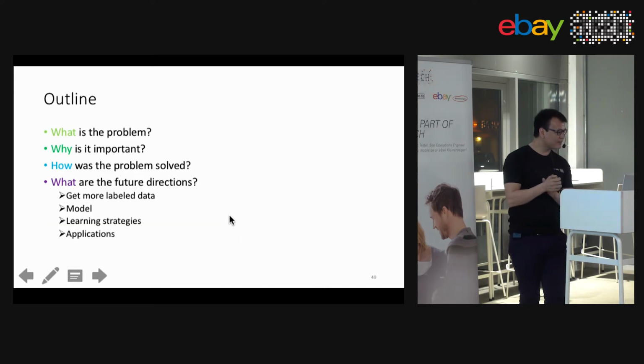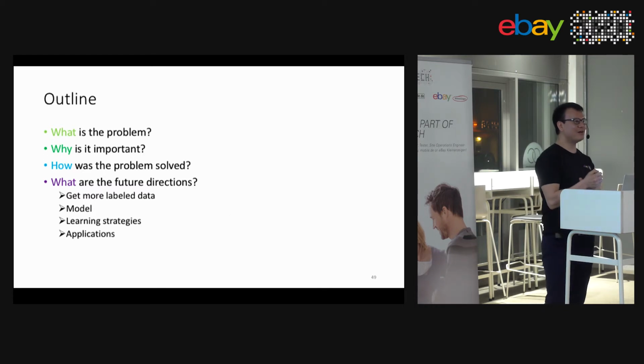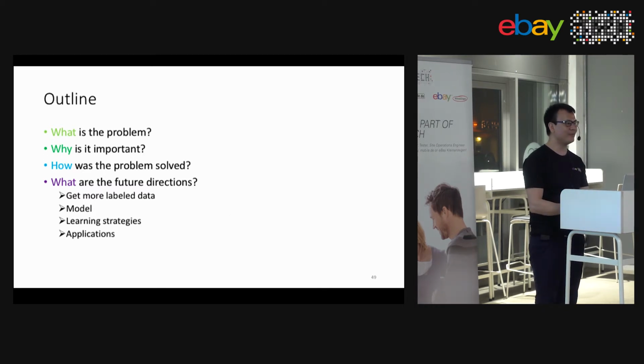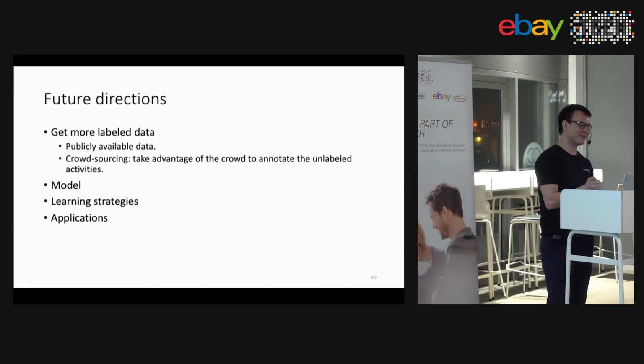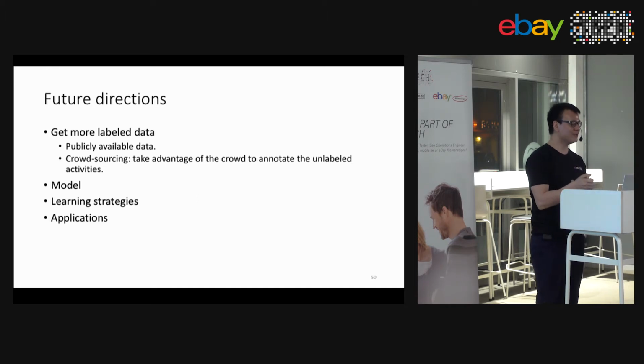Now we have finished the detailed part of our work. We are going to move on to the future directions. Any questions so far? Okay. First, we want to get more labeled data. But it's not easy. We could look into publicly available datasets to see whether they have free labeled data. We could also do crowdsourcing, taking advantage of the crowd to collect the data, for example, asking our colleagues to do that for us.